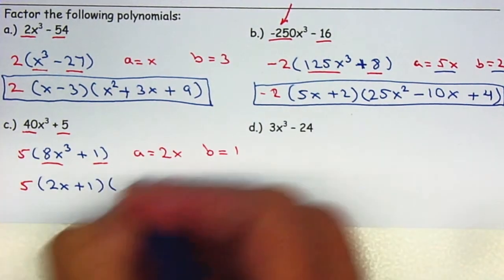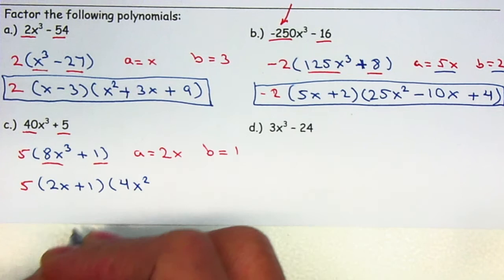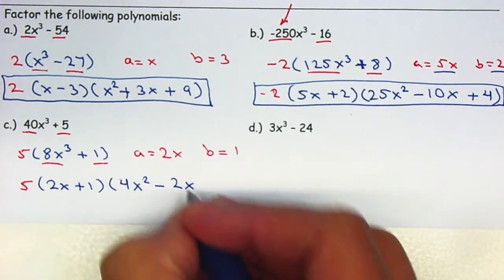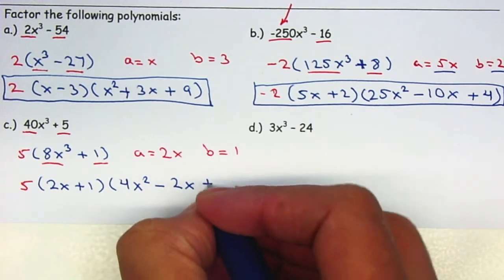A squared will be 2x times 2x, which is 4x squared. This is a positive, the next one's a minus. 2x times 1 is 2x. And b squared will be 1 times 1, which is 1.